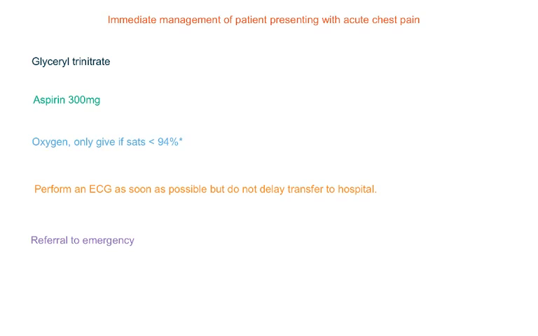The fourth step is to do a quick ECG, but remember not to delay the transfer to emergency in performing all these things. Also remember that a first normal ECG does not exclude MI. And finally, you have to refer the patient to emergency for further evaluation, to establish a diagnosis and to be treated accordingly. So this was the summary of immediate management in acute chest pain.